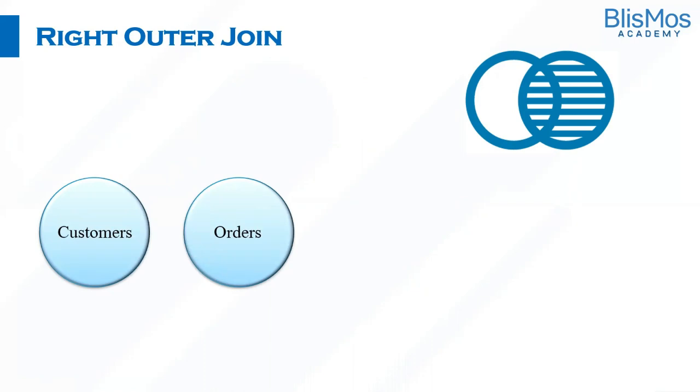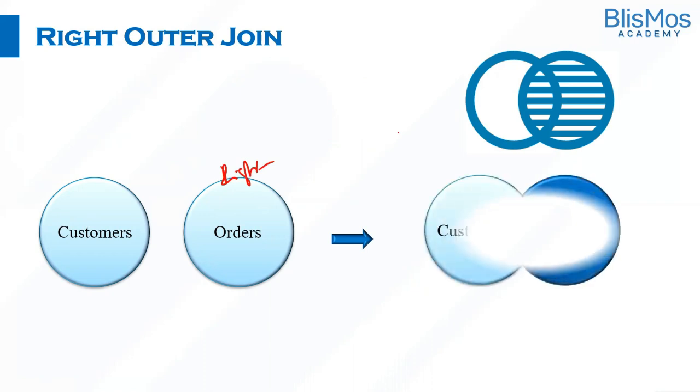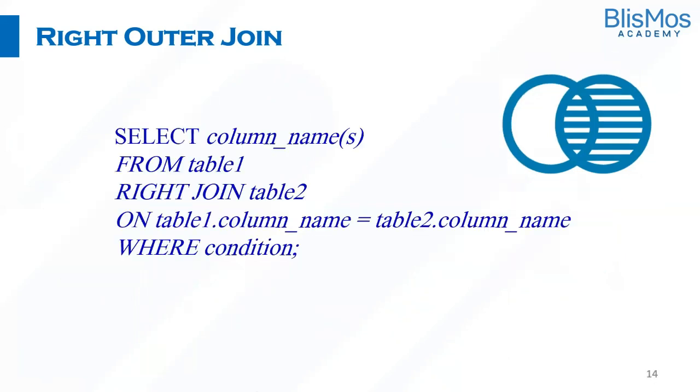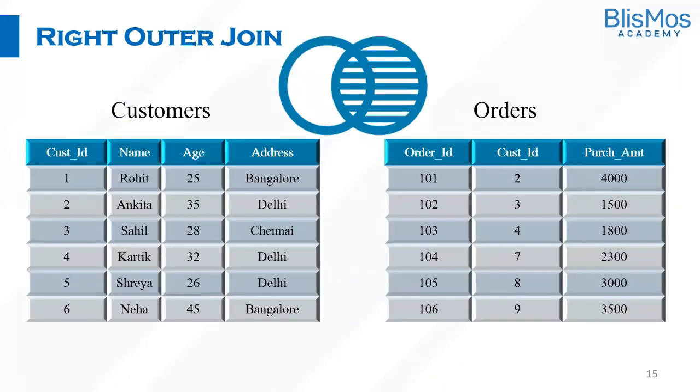We are going to take the same example, customers and orders. In this case, orders is the right table. So all the records from the orders, only the matching records from the customers are included in the result. What is the syntax? The syntax is same as that of left outer join, except that instead of saying left join, mention the right join here. The right table is the table on the right side of this keyword and the table on the left side of this keyword is the left table.